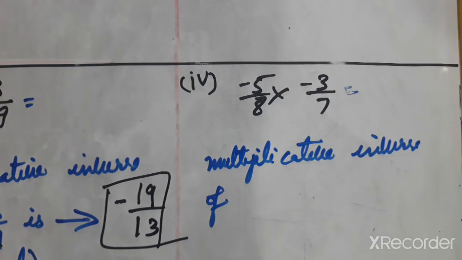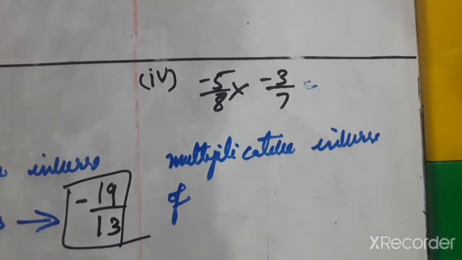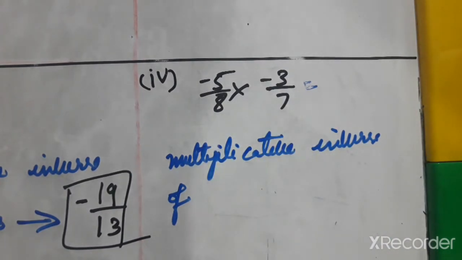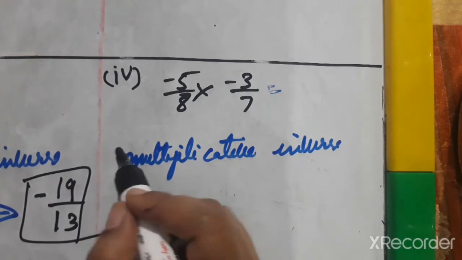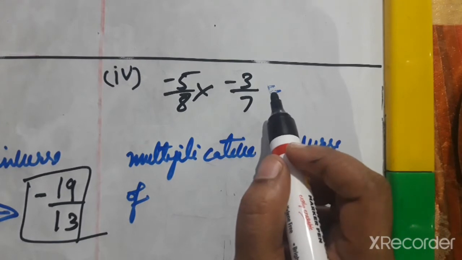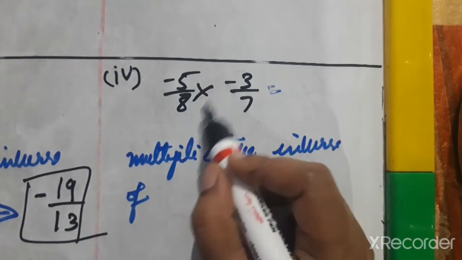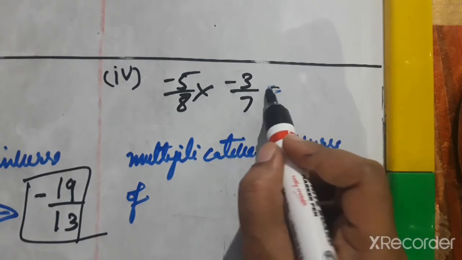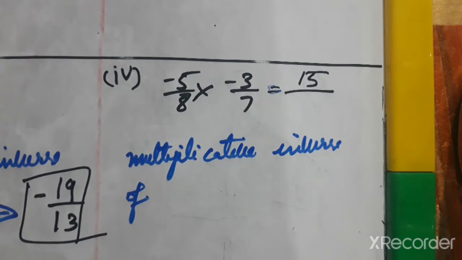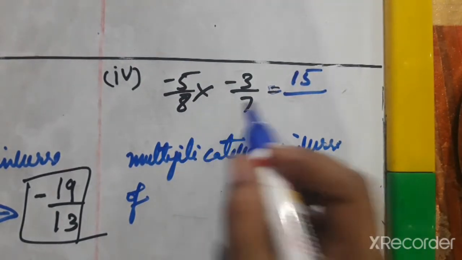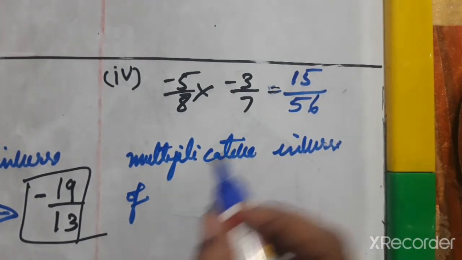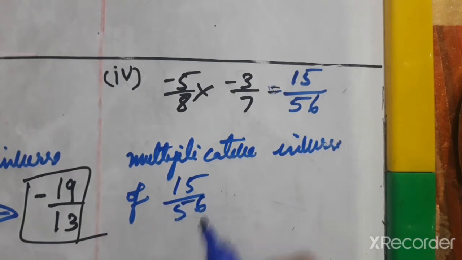Now fourth question, find the multiplicative inverse of minus 5 by 8 into minus 3 by 7. First simplify the product. Minus 5 by 8, minus into minus will become plus. 5 3s are 15. Okay, simplify this, children. Now 8 into 7, 7 8s are 56. Now multiplicative inverse of 15 by 56.